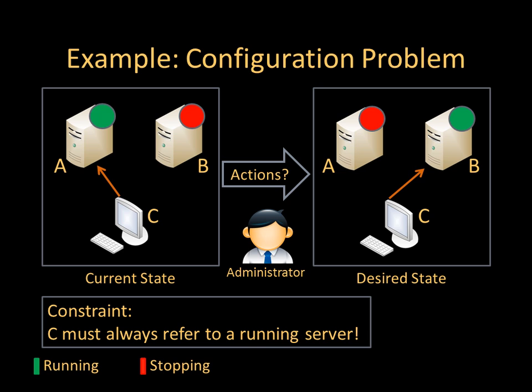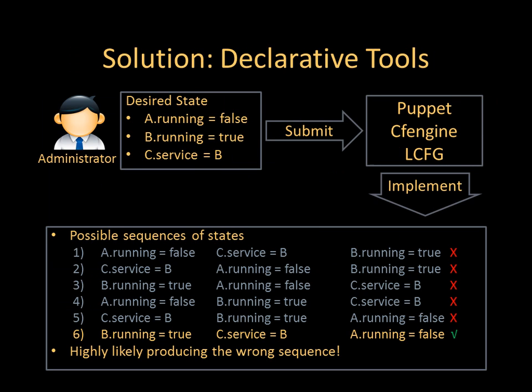So what happens if we use a declarative tool to solve this problem? To solve the problem using the declarative tool, first we must declare the desired state as follows: A.running equal false, B.running equal true, C.service equal B. Then we submit this desired state into any declarative tool which will execute some actions to reach this state.